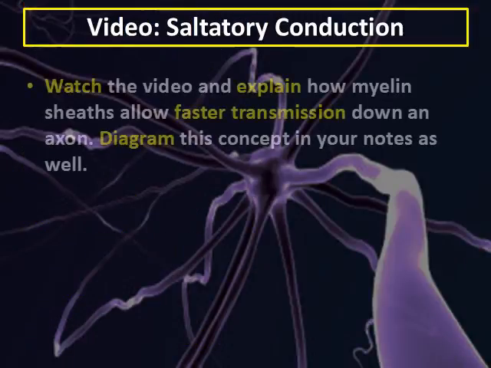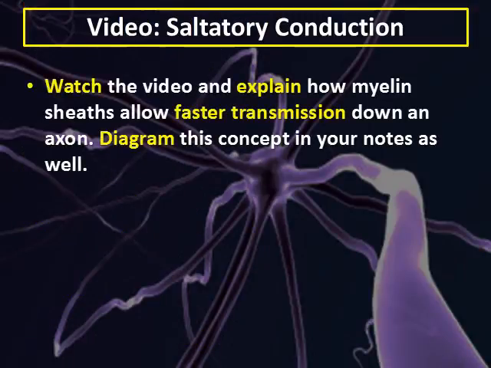Okay, look, another video. Yay! Again, if you're having a little problems with this, there's a great video on saltatory conduction. It will explain how myelinated sheaths are allowing faster transmission. And in your notes, I want you to make sure you are diagramming this idea. I want to see nice, clear pictures drawing out how this process actually happens so that you really understand the process in a visual way.